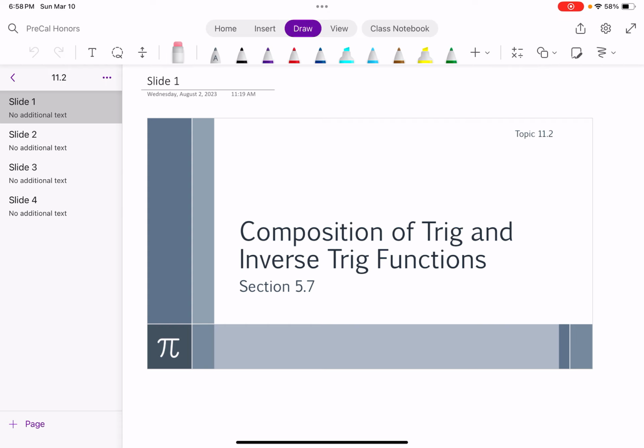Now, in 11.1, we saw how we were multiplying against the inverse of the same trig. So we saw a sine, an inverse sine, cosine, inverse cosine, tangent, inverse tangent. Now we're going to see how the two trig functions can be different and how we would solve them.